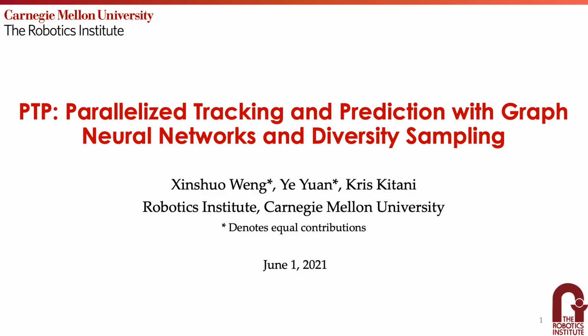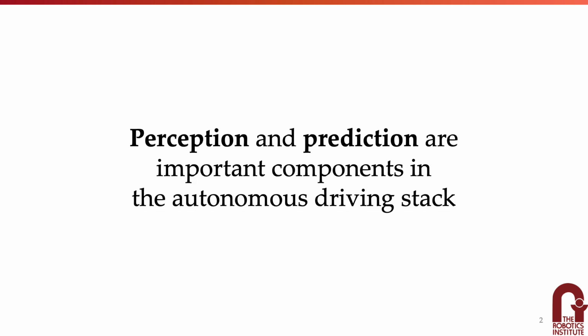PTP, Parallelized Tracking and Prediction with Graph Neural Networks and Diversity Sampling. Our work contributes a parallelized 3D MOT and trajectory prediction pipeline that can eliminate compounding errors. It's commonly agreed that perception and prediction are both important components in the autonomous driving stack.